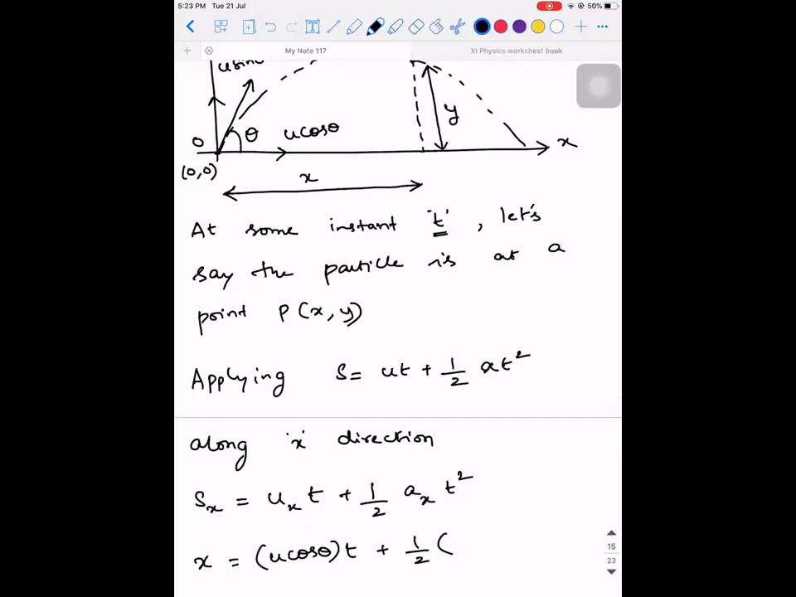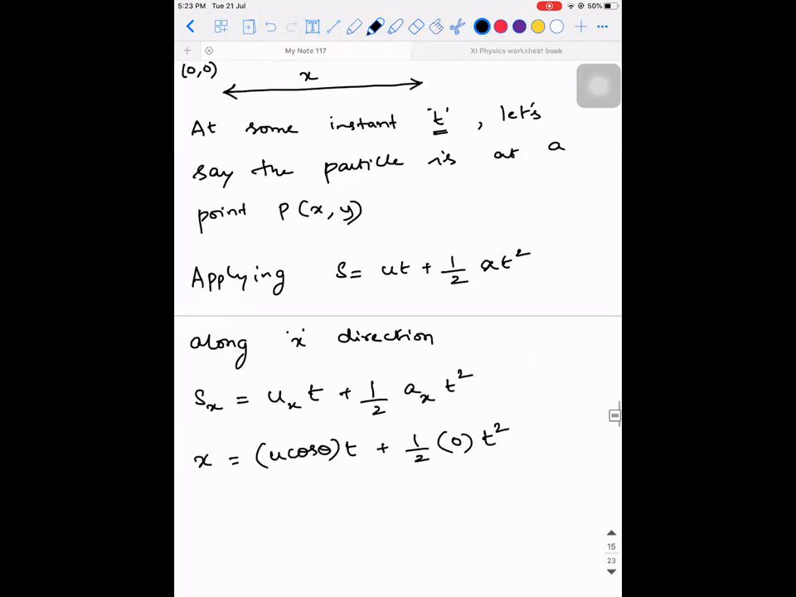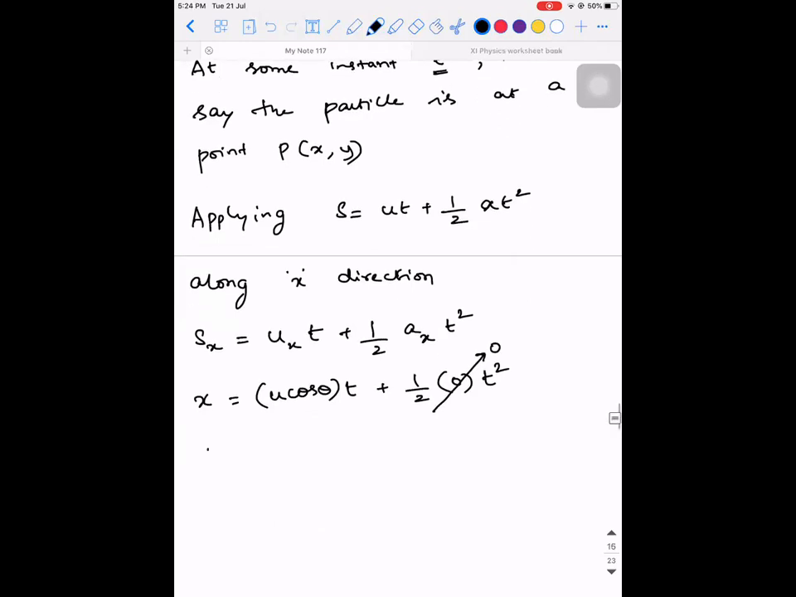Acceleration of the particle along the x direction. It is 0, because there is no air resistance. Yesterday I told you this point. So x will be equal to u cos theta into t, which implies t is equal to x divided by u cos theta. Let this be equation number 1.